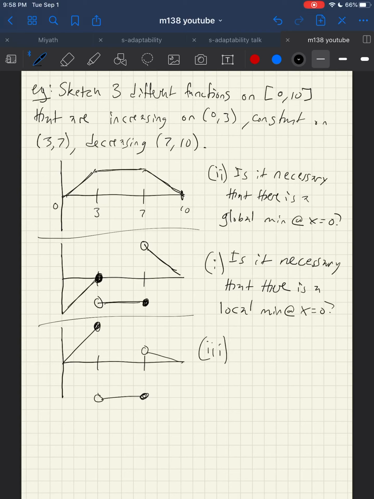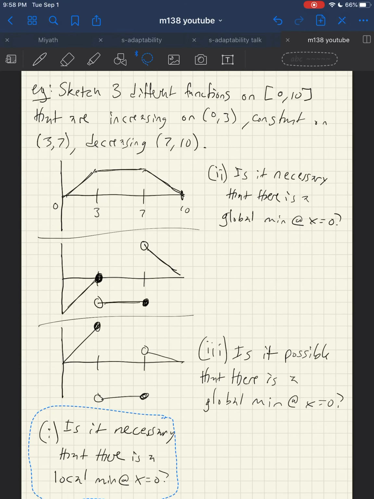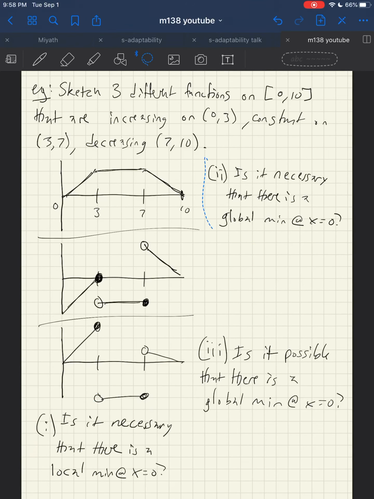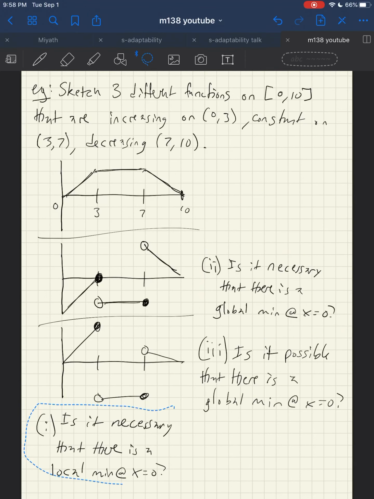And 3, finally, flying in the face of number 2, is it even possible that there is a global min at x equals 0? So let's answer these 3 questions. So yeah, darn, I wrote them in the wrong order, but luckily I can cheat, right? This is one of these things that it's horrible that I'm doing this, but man, is it handy.